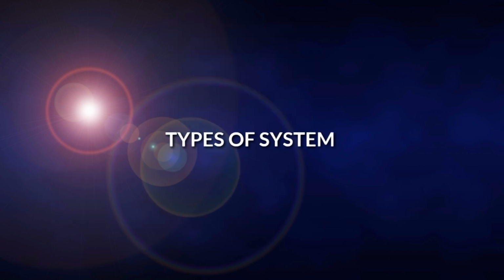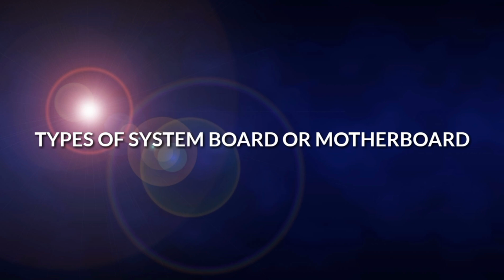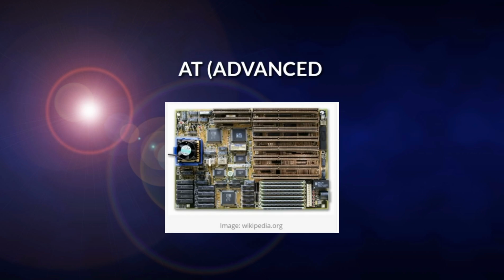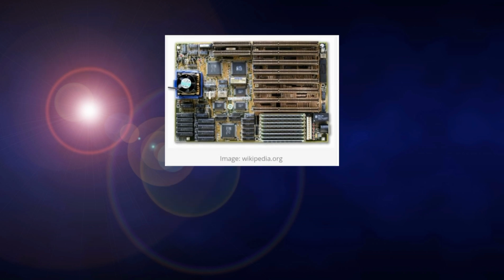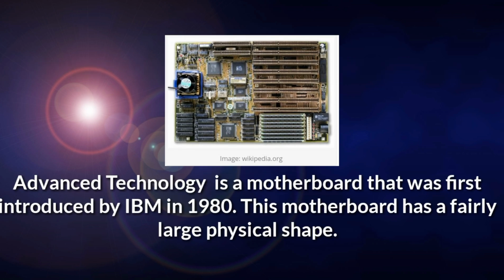Types of system board or motherboard. AT, Advanced Technology motherboard. Advanced Technology is a motherboard that was first introduced by the IBM company in 1980. This motherboard has a fairly large physical shape.